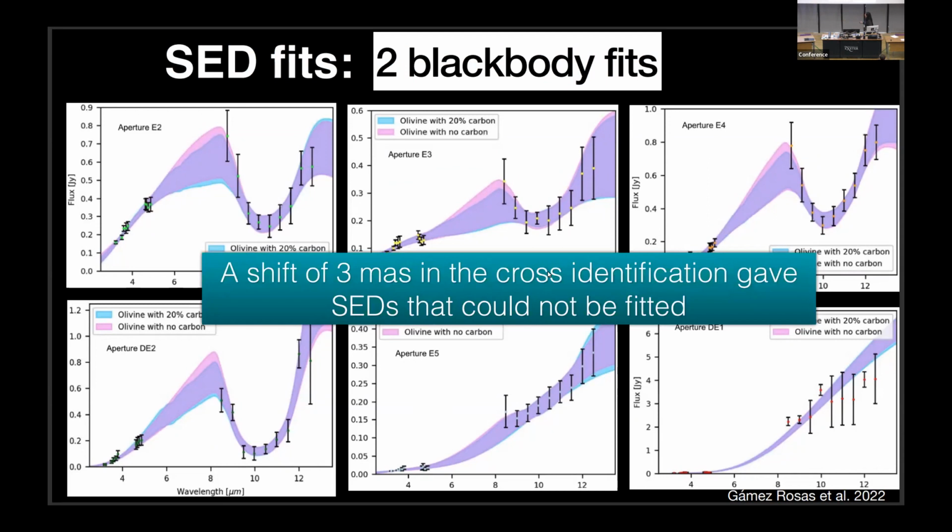And we discovered that, because we don't have astrometry, we had to guess how to overlap all those images. We decided to take the brightest point of every image and overlap the brightest points. That's how we worked. And we found that if we shifted these images by 3 milliarcseconds, then we could not fit the SEDs at all. So we trust that what we did was the best.